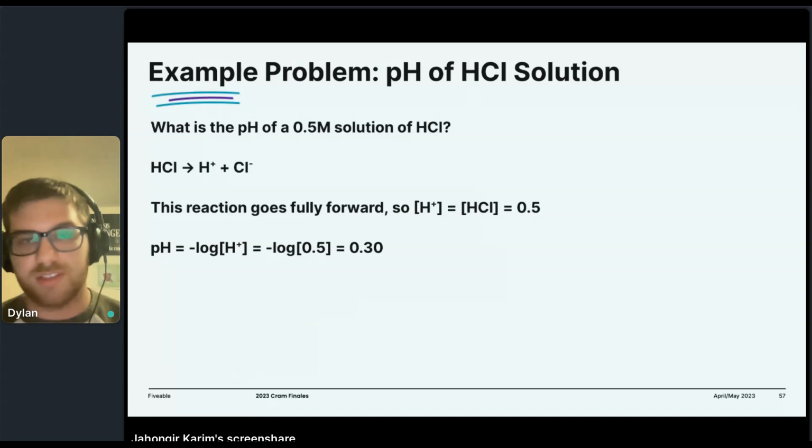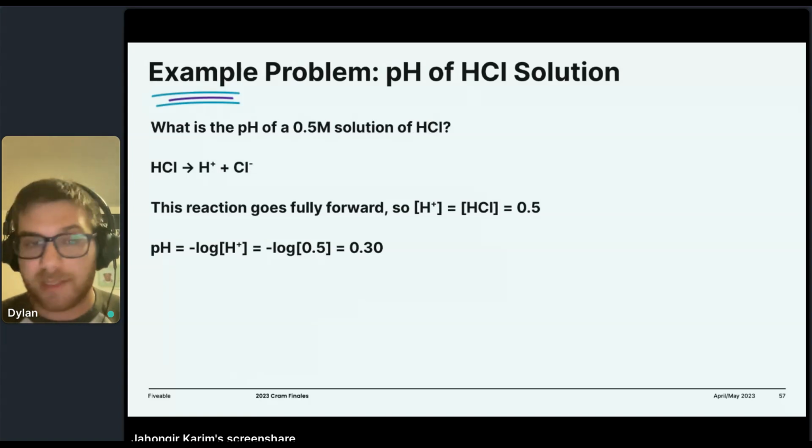These problems are typically the most straightforward pH problems you'll see. And again, you can just think of this almost like stoichiometry. It is a straightforward chemical equation. There is no equilibrium happening here. This is just 0.5 molar HCl turning into 0.5 molar H+ and 0.5 molar Cl-, and finding the pH from that concentration.